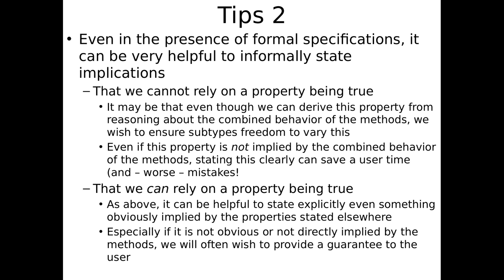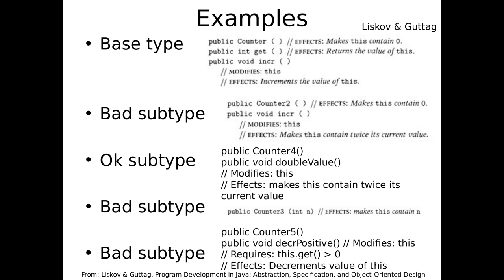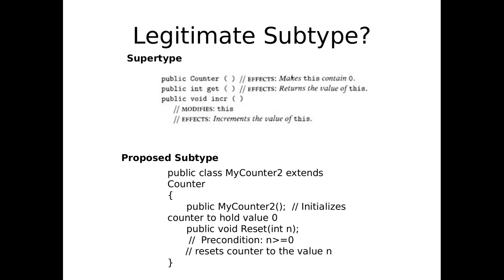Either way, it's good to have them not have to come to conclusions via reasoning. But just remember, if you don't provide a guarantee, they may come to those conclusions from reasoning about this. Just as here, they could come to the conclusion the value of this has to be zero or bigger. It can't be anything less than zero from the properties seen here, and it can only rise.